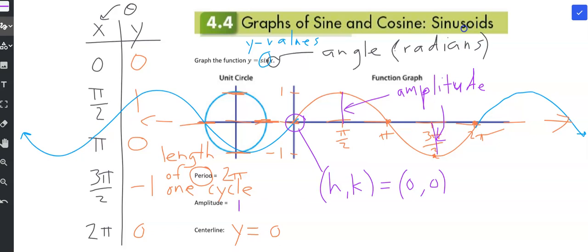Okay. So I want to describe where HK sits in relationship on a sine wave. First of all, you should know that it sits on the center line.